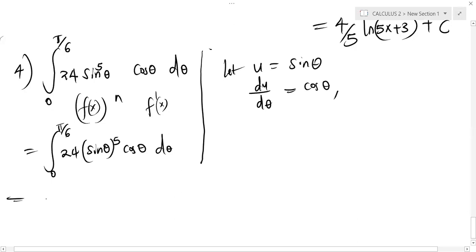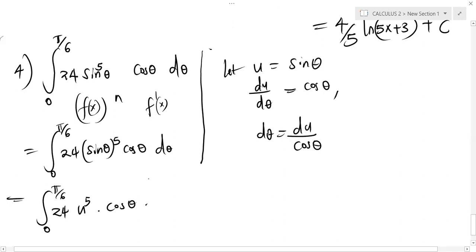So this will give us the integral from 0 to pi over 6 of 24. Instead of sine theta, we will have u raised to power 5 cos theta multiplied by d theta. But what is d theta? If we make d theta the subject of the formula, d theta will be equal to du over cos theta. And this cos theta cancels with that, so that we are integrating from 0 to pi over 6 of u raised to power 5 du.